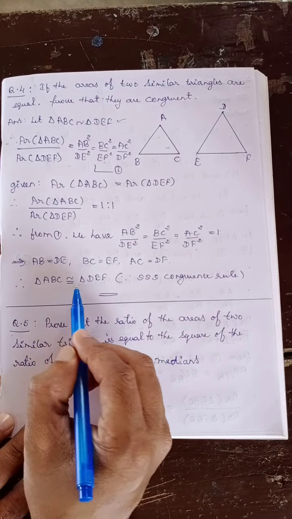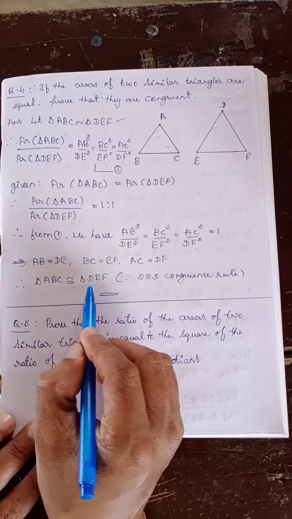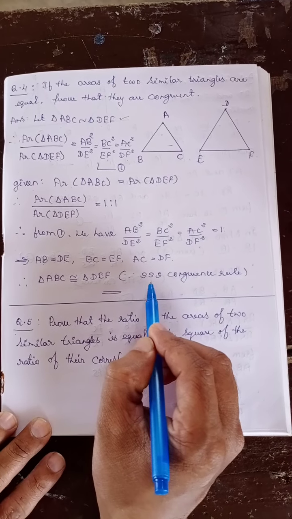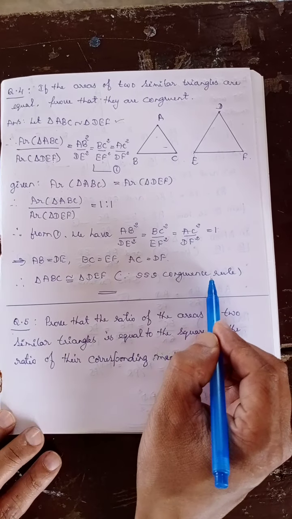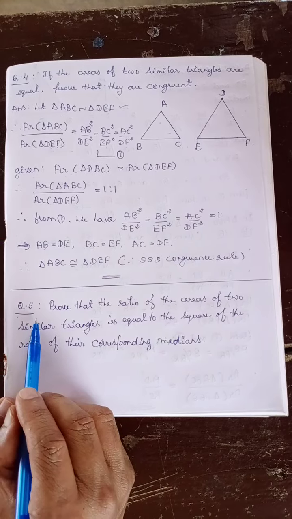Therefore triangle ABC is congruent to triangle DEF. This is because of the side congruency rule. Now we can see question number 5.